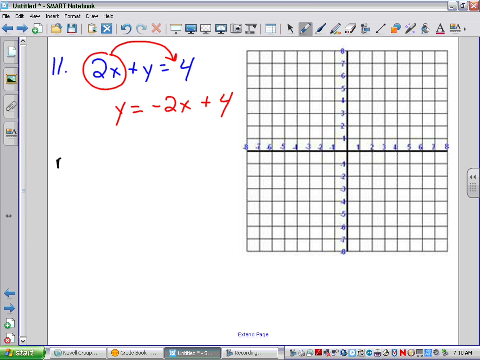Where my slope would be, what's in front of the x? I'll circle it. It's that negative 2. My y-intercept would be the number at the end, and that's a positive 4. Let's go over to my graph now and graph this. I always do the y-intercept part first, so y-intercept is 4, positive 4 this time. So I've got to come up.